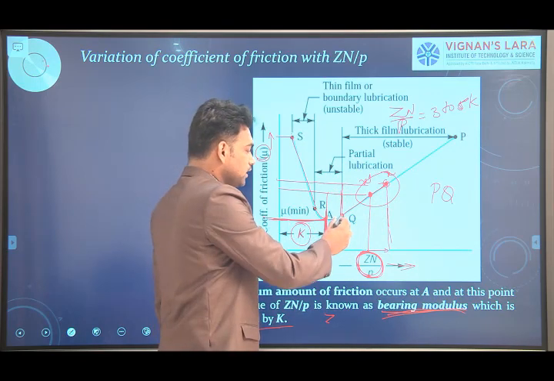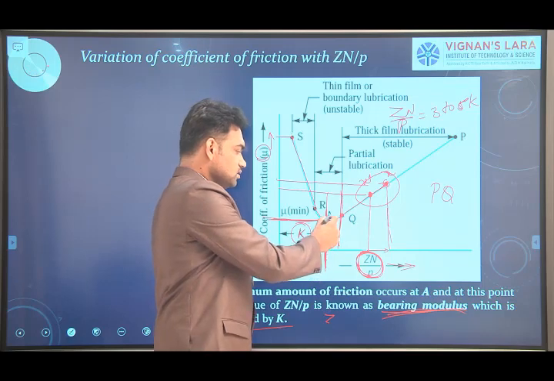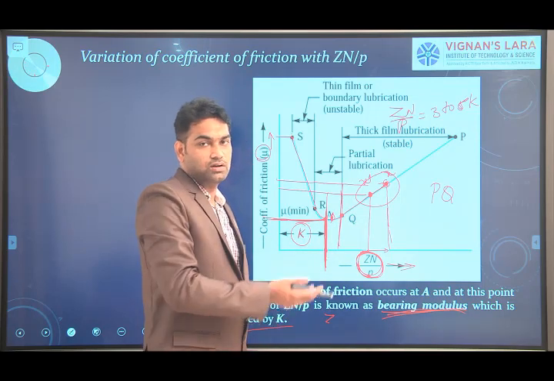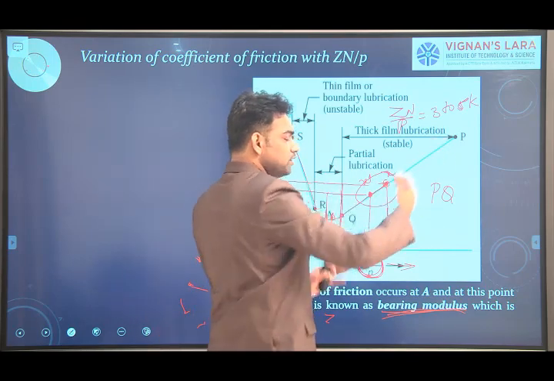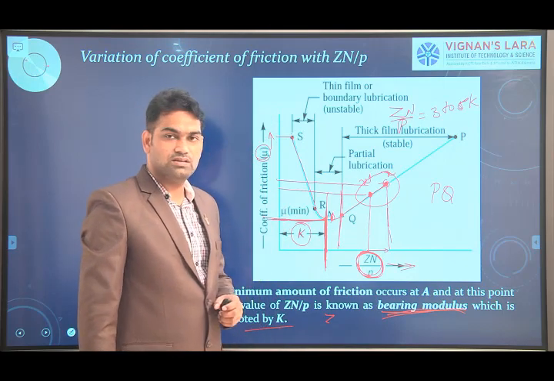So if you operate at point Q, there is a chance it can go below these regions, so it can operate in the mixed condition, that is partial lubrication, not into the thin film region. So the bearing should operate between the P to Q region. Clear? This is what the Mckee test results state.